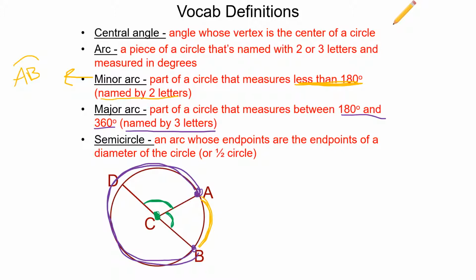And of course, a semicircle. Oh, sorry, I should probably label. So our major arc would be labeled ADB. That's our major arc. And then a semicircle is an arc whose endpoints are the endpoints of the diameter of the circle, which makes sense, right? So DB. So that is my semicircle, is that arc. Or we could be going this way from D to B, okay? Or basically we always know that a semicircle is half of a circle.